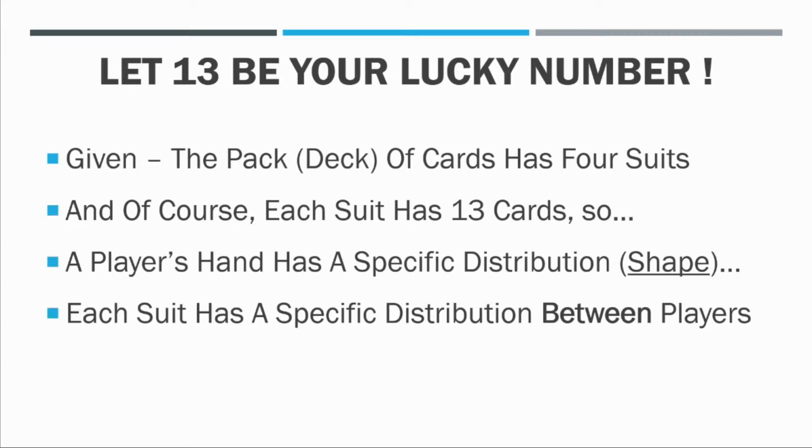Okay, each suit has a specific distribution between the players. What does this mean? Well, we said in our hand, our 13 cards, we may have a 5-3-3-2 shape from spades, hearts, diamonds, and clubs. Similarly, that suit of spades will have different distribution around the table. So when we have 5 in our hand and our partner has 3, that's 8, and the opponents have how many?